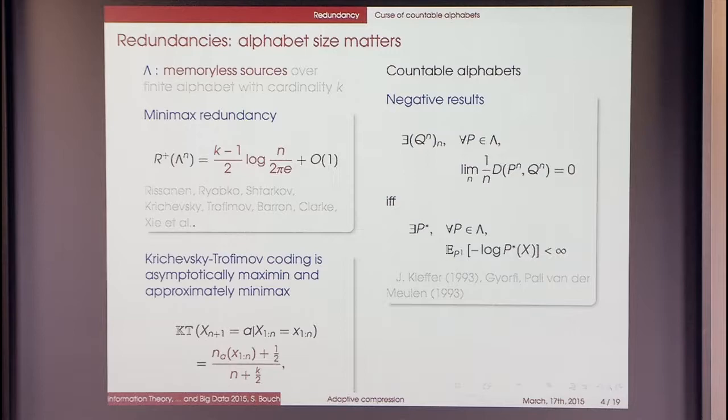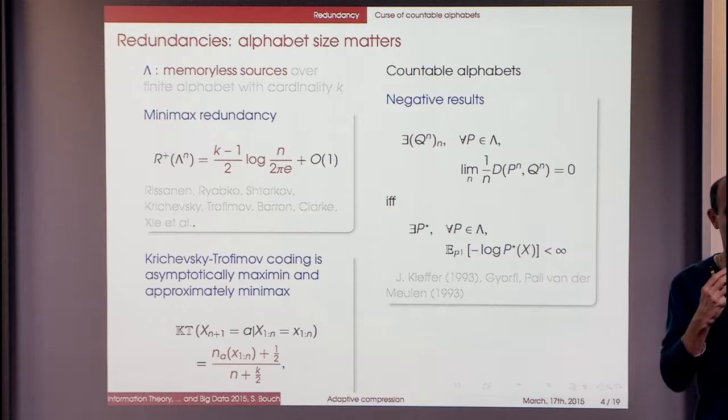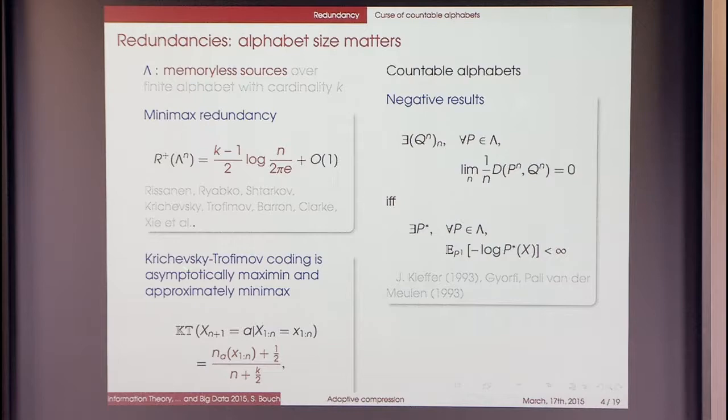So the Krichevsky-Trofimov strategy, this is a mixture coding that takes advantage of the conjugacy between Dirichlet priors and binomial counts and multinomial counts, gives you something which is asymptotically maximin and approximately minimax. So it achieves those bounds up to some constants. And that gives you an online coding strategy. So it's only based on counts.